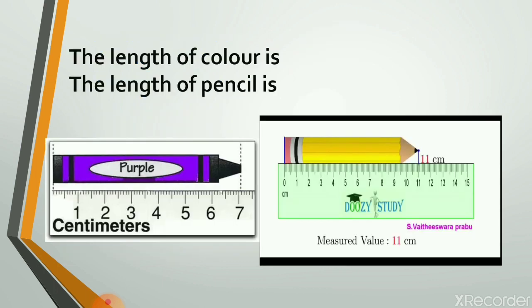The length of the color is, here the color is between 0 to 7. So the length of the color is 7 centimeters and the pencil is between 0 to 11. So the length of the pencil is 11 centimeters.